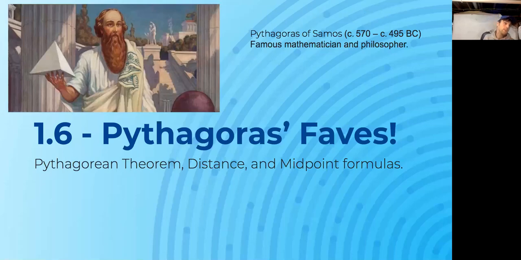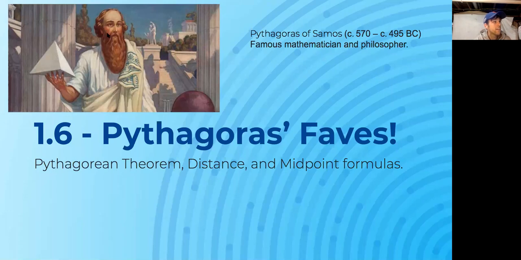So 1.6 is all about three formulas really: the Pythagorean theorem, the distance formula, and the midpoint formula. These three things, we're going to be able to do quite a bit with them. But for right now, we're just going to focus on using them to solve relatively simple problems.